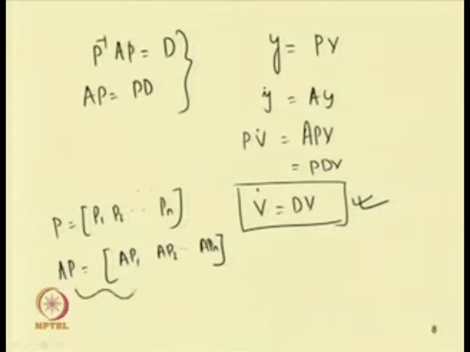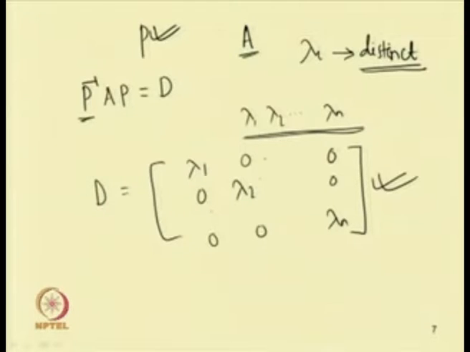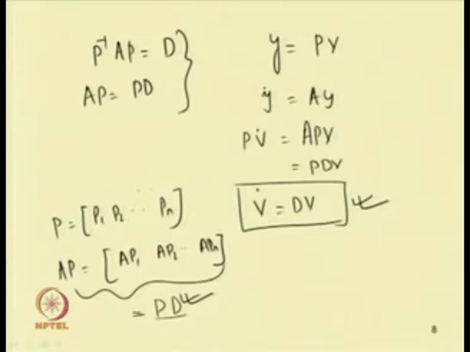From this we get A P, and already we have shown that A P will be equal to P into D. D is the diagonal matrix with lambda 1, 0, lambda 2 and so on, so the diagonal terms contain all the eigenvalues. So, as V dot equal to D V, the solution V, similar to the previous case, will be equal to e to the power t minus t 0 into D, times V 0.